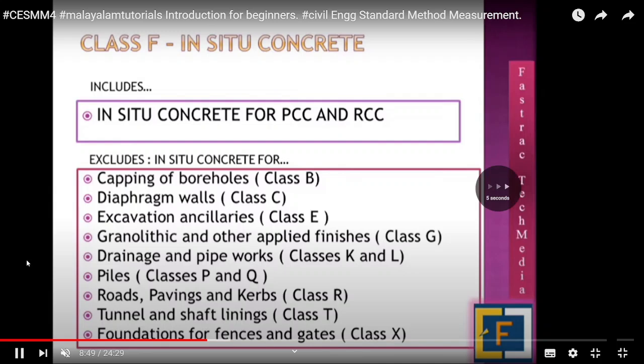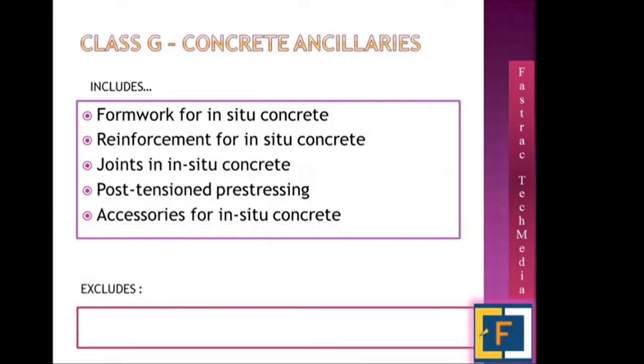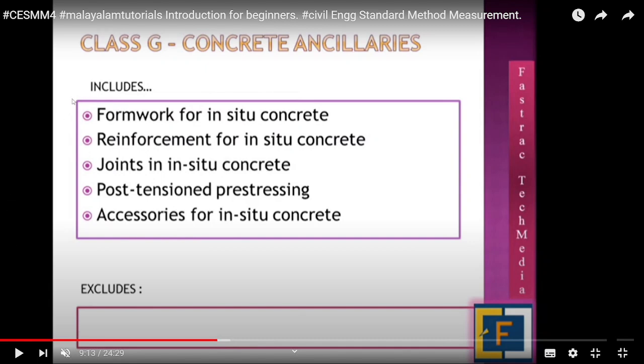Again, we are going to the next class, class G. Class G is one of the plain classes, meaning you cannot see any excludes there. That means one of the easiest classes. That includes concrete ancillaries, formwork for in situ concrete, reinforcement for in situ concrete, joints in in-situ concrete, post-tension to pre-tension, accessories for in-situ concrete.